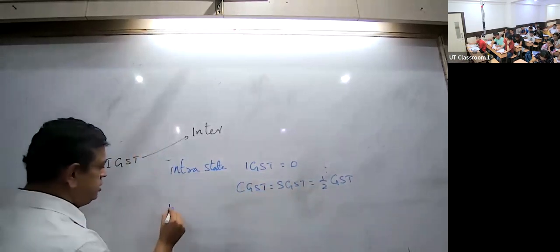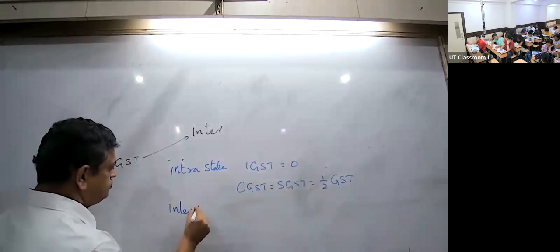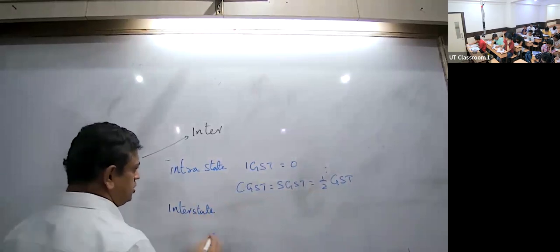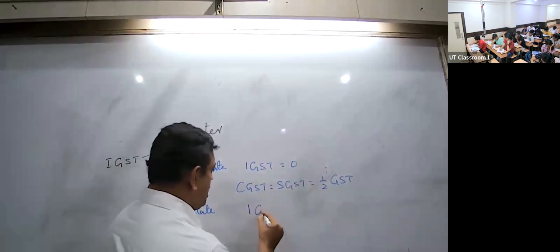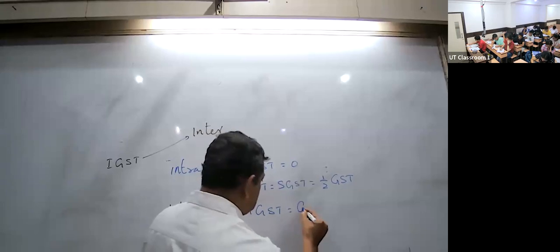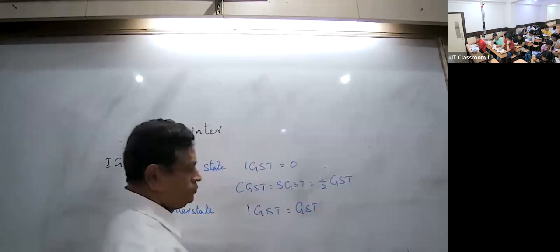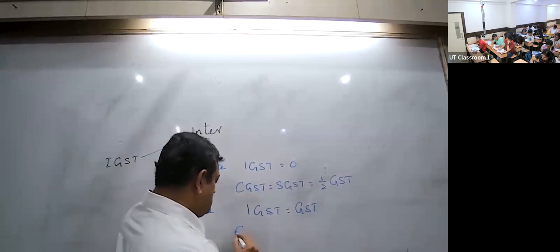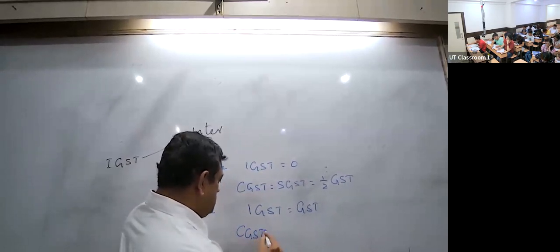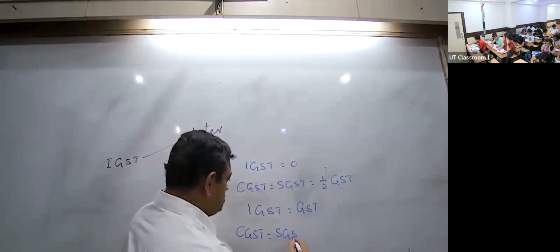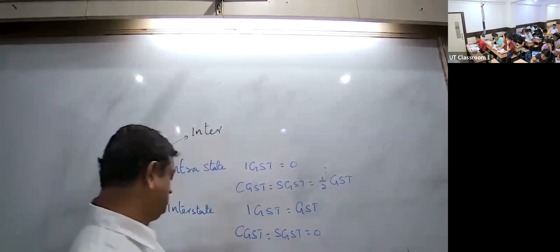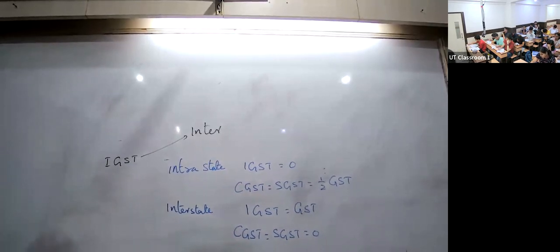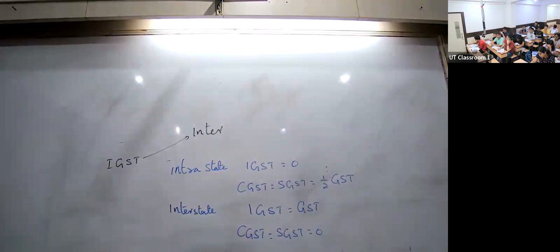Now, next is for interstate transactions. IGST is equal to GST. Okay. Next, CGST is equal to SGST is equal to 0. Hope all of you followed this math. There's no problem.